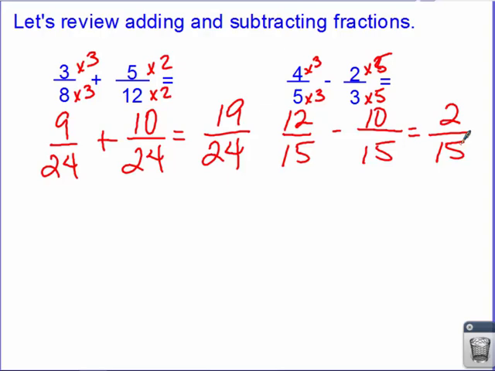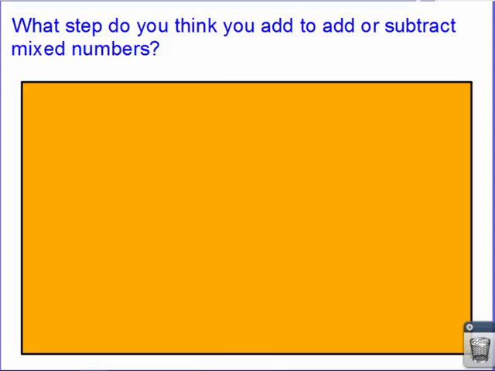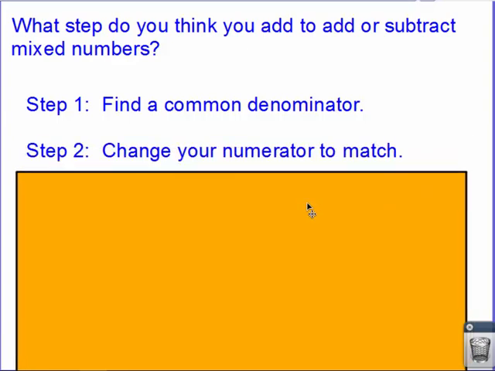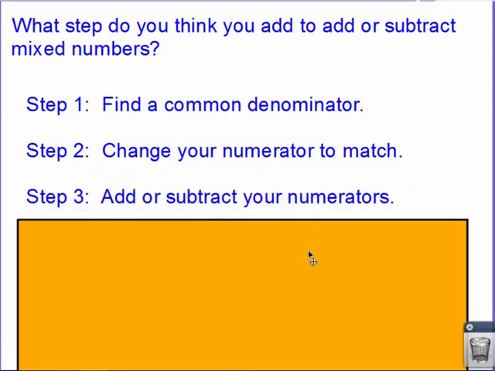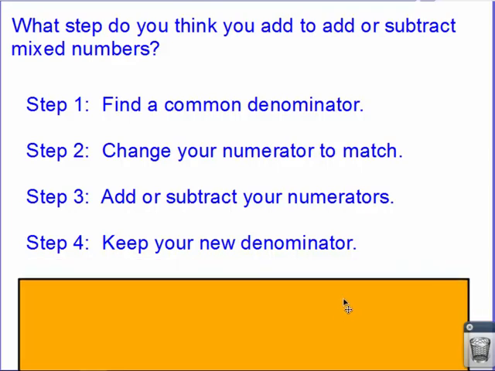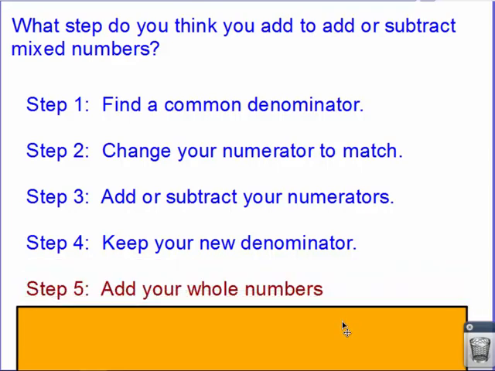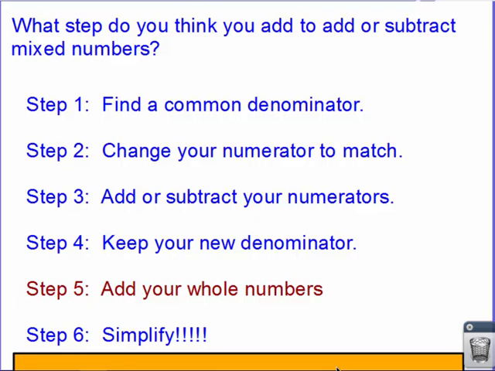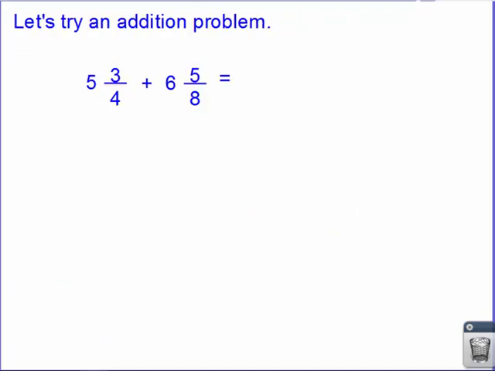But our lesson today is about mixed numbers. Okay, so what would be the one step you think that we would add for mixed numbers? Well, we would start off exactly the same. Still find a common denominator, change our numerators to match, add or subtract our numerators, keep our new denominators, but we're going to add a new step 5. And that is add your whole parts, add your whole numbers, and then simplify. So let's see if we can do a few questions like that.